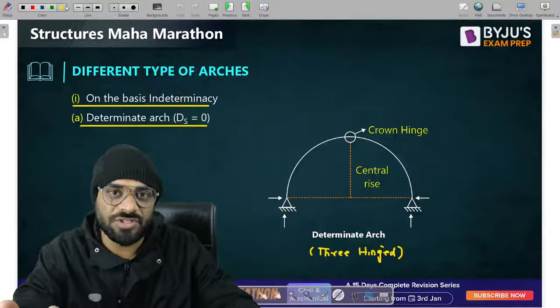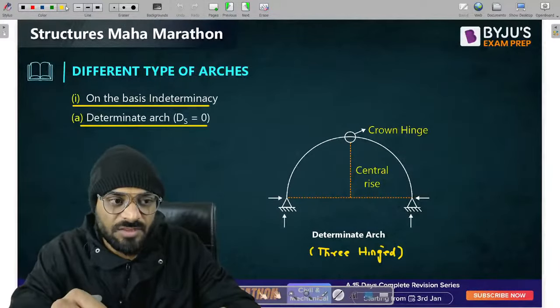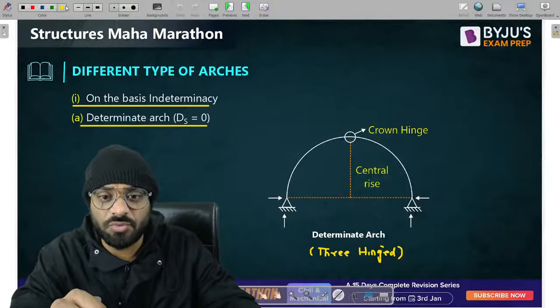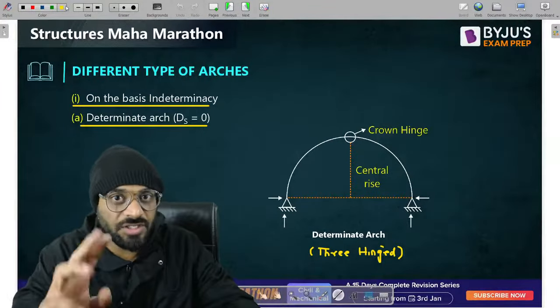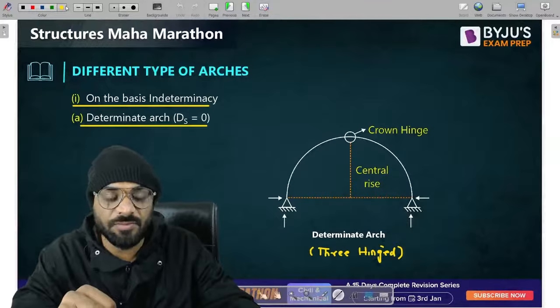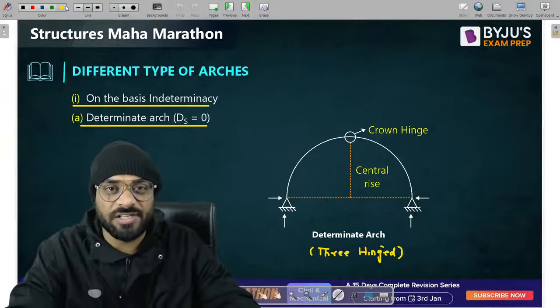But if you have a question from this chapter, then what type of question can you expect? They can ask for the horizontal thrust reaction. What should be the horizontal thrust, right? What should be the horizontal support reaction you may have under different loading conditions? That is one major part which is very important. Second, how to find the normal thrust and the radial shear.